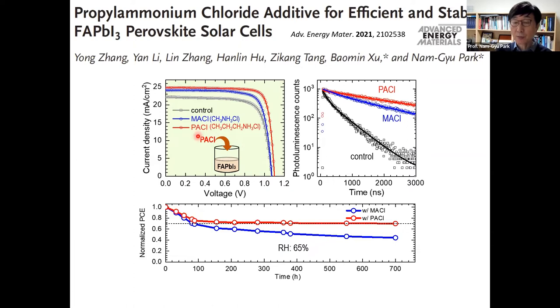So we would like to replace MACl with PACl, with a little bit longer alkyl chain, such as the propyl ammonium cation. And then as compared to MACl, we found improved carrier lifetime and better long-term stability. This is also the thermal stability. This is the humidity stability test. And in terms of stability, MA is volatile, but PA, the propyl ammonium cation, is less volatile. Therefore, it seems to be better than MACl as an additive.